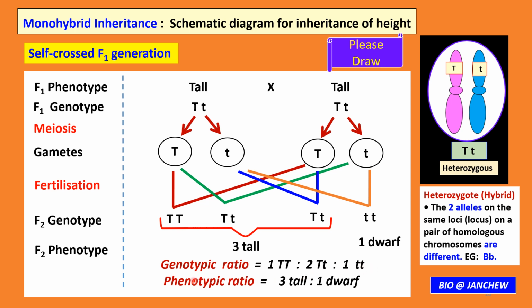And the phenotypic ratio is the ratio of the observable characteristics or traits. So it's 3 tall to 1 dwarf. For this type of cross where two heterozygous plants or hybrid plants are crossed, you always get a ratio of 3:1 for the phenotypic ratio. This is one of the rules that you can take note of. If two heterozygous plants, big T, small t, are crossed, you will get the ratio of 3 with the dominant trait to 1 with the recessive trait for the phenotypic ratio.